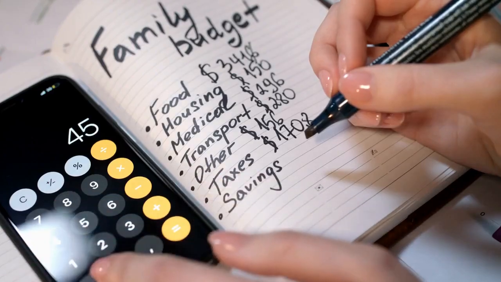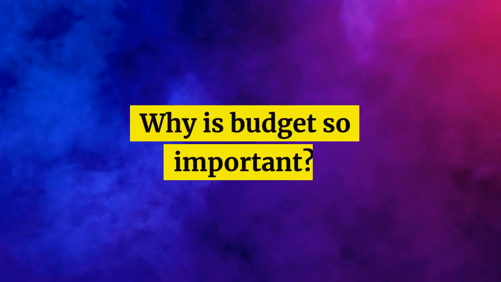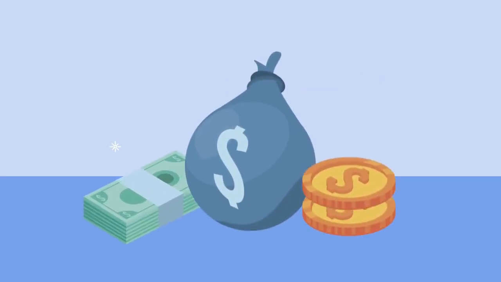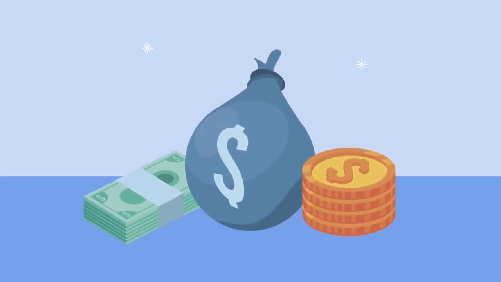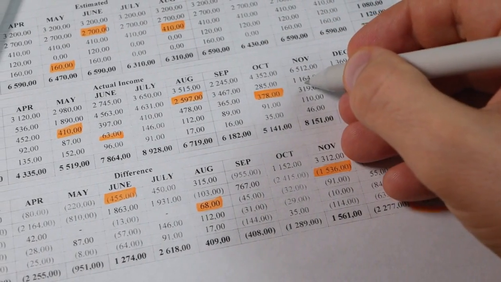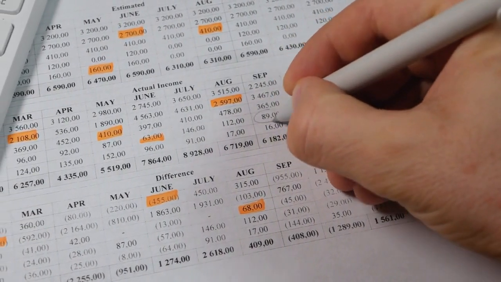In today's video, we're going to be discussing how to create a budget and stick to it. First of all, why is having a budget so important? A budget is a plan for how you're going to spend and save your money. It helps you track your income and expenses, and gives you a clear picture of where your money is going. By creating a budget, you can take control of your finances and make sure that you're spending and saving in a way that aligns with your goals.